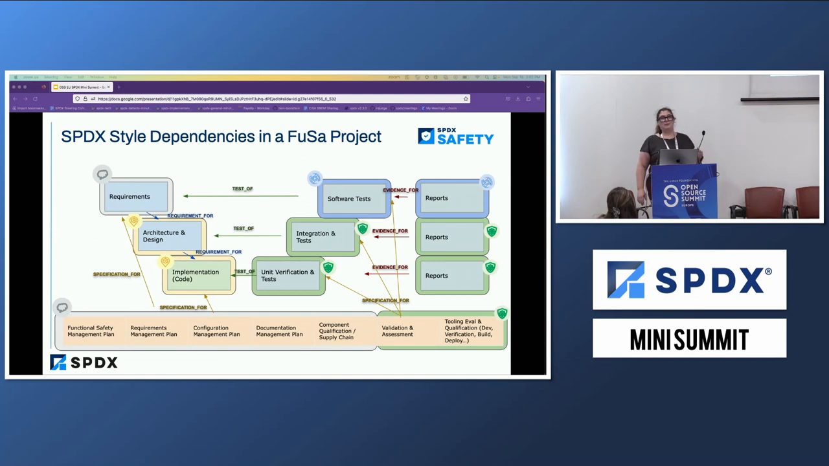And when we think about this infamous V dependency model, you can really sort everything in SBOMs as we have them today. You can hook things up with relationships inside of this dependency model so that you have everything, from plans to how you do things, from requirements to implementation to test.